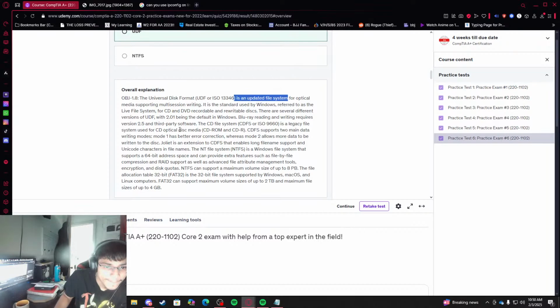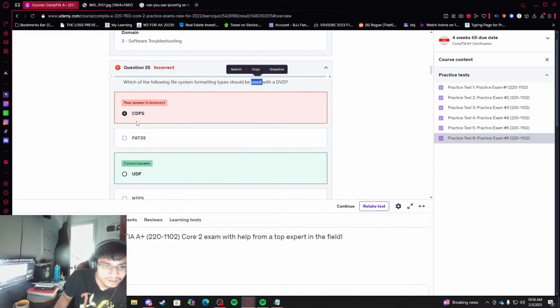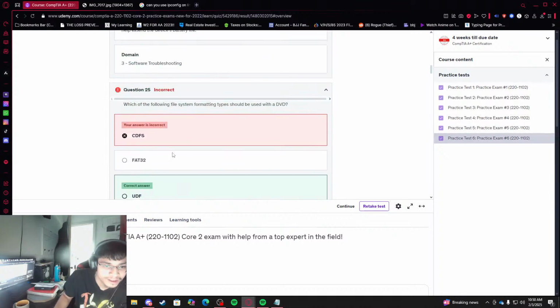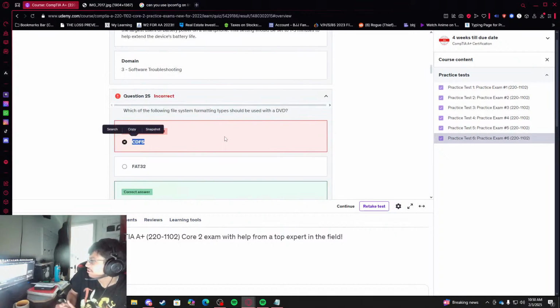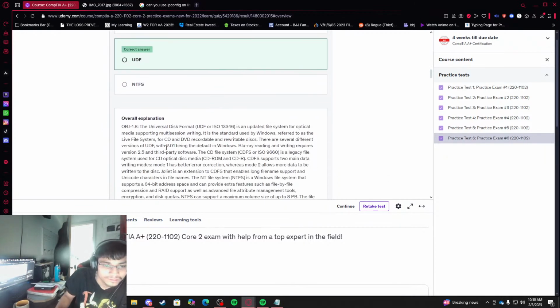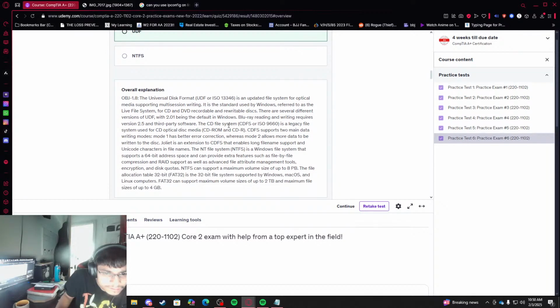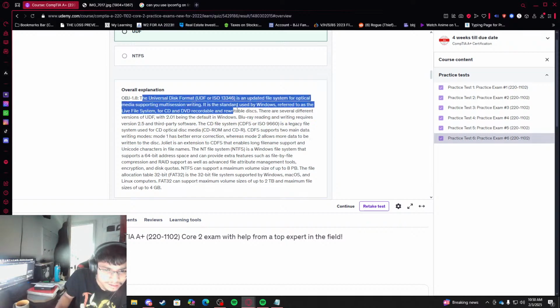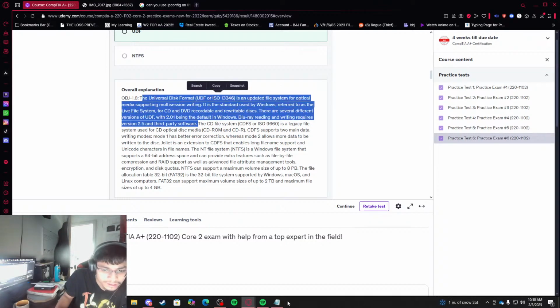I see. So for DVDs, since it's newer, it'll be updated to Universal Disc Format. This one is a legacy one for older computers or CDs in general. I don't even think CDs are a thing anymore, but yeah, for CD-ROM and CD-R. Okay, so we'll just write this first.